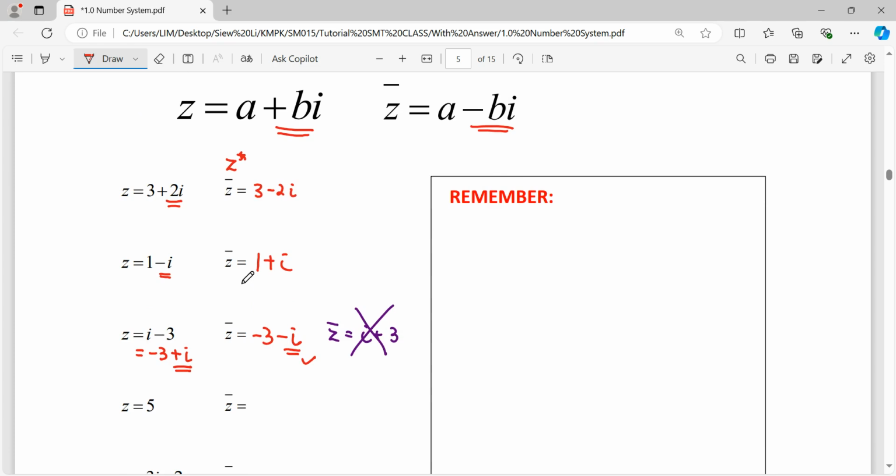Complex conjugate, continue. For complex number equals 5, here you don't have any imaginary part. Therefore, when you want to find its complex conjugate, it is also equal to 5.